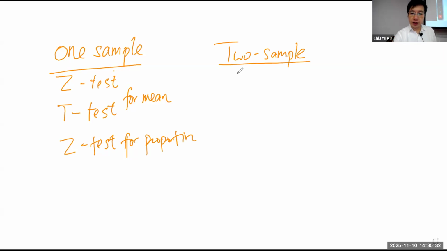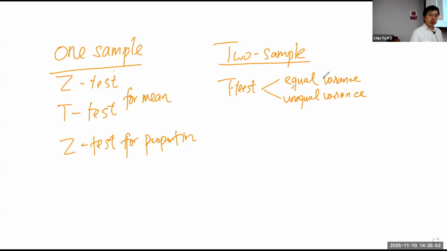We have the t-test, and we have two cases: equal variance and unequal variance. And they are independent t-tests. And also the t-test for paired population.